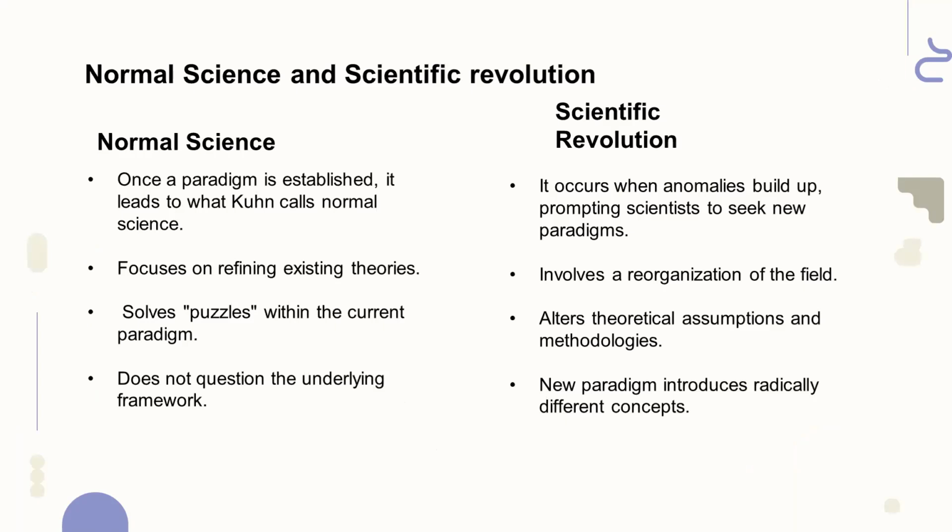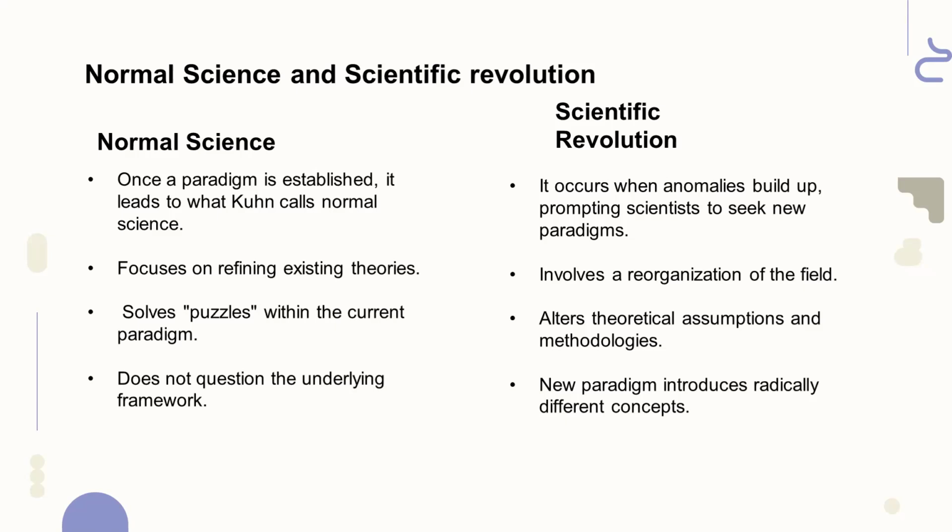In our previous slide, we learned about the term paradigm. When a paradigm is established, it leads to what Kuhn called normal science. It mainly focuses on refining existing theories and solving puzzles within the current paradigm. That means it doesn't question the underlying framework.